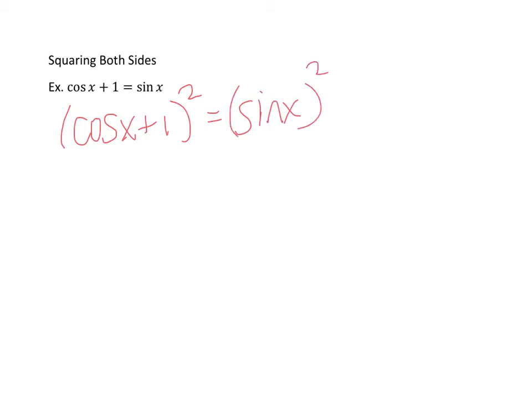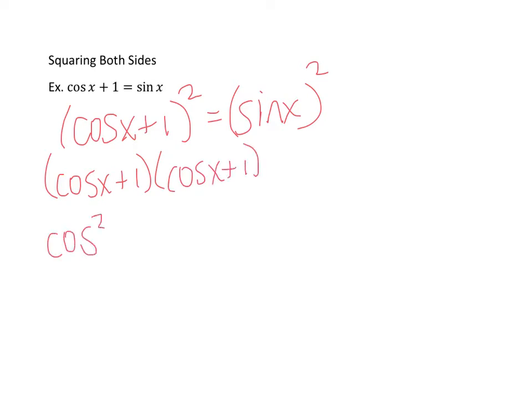So over here, you do have to FOIL, so it comes out to cosine x plus 1 times cosine x plus 1, and that's going to become cosine squared x plus 2 cosine x plus 1 equals sine squared x. Now we can convert one to the other. Since I have a cosine squared and a cosine, I'm going to change my sine squared x to a cosine, so 1 minus cosine squared.